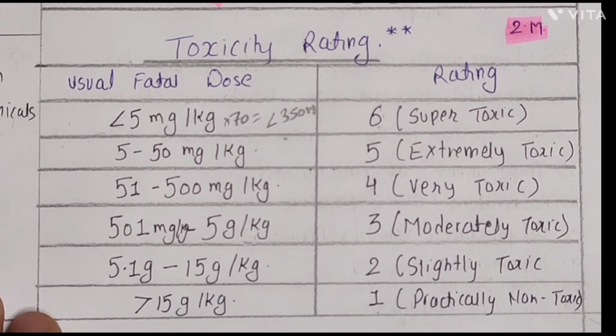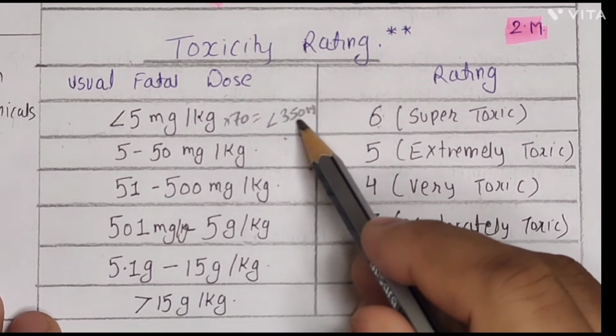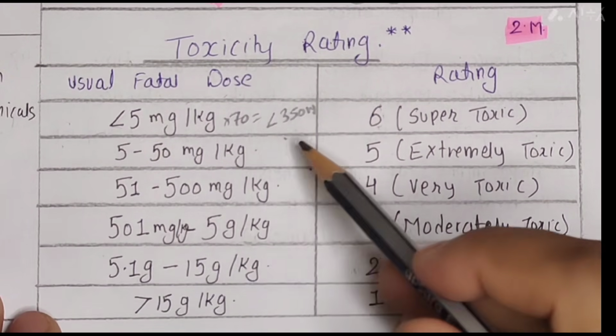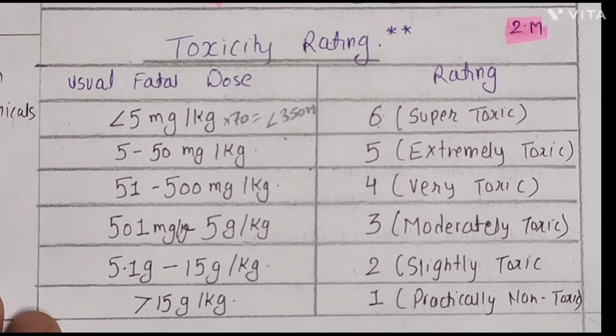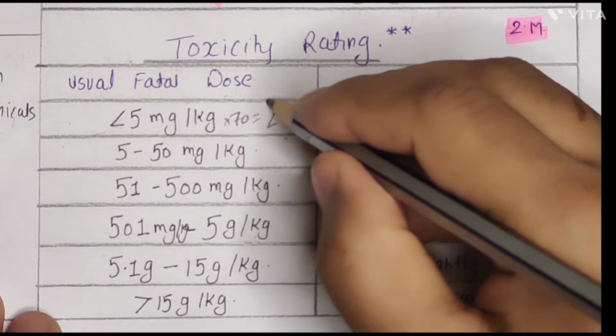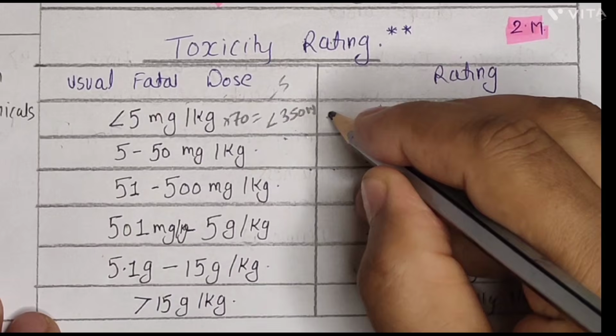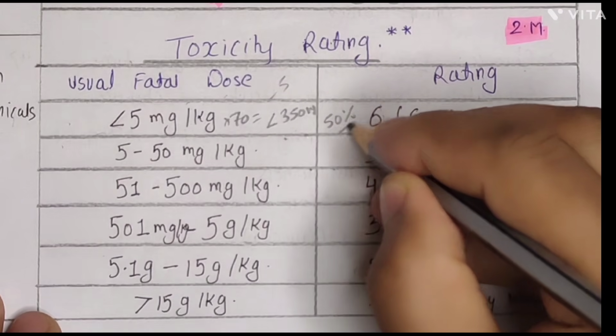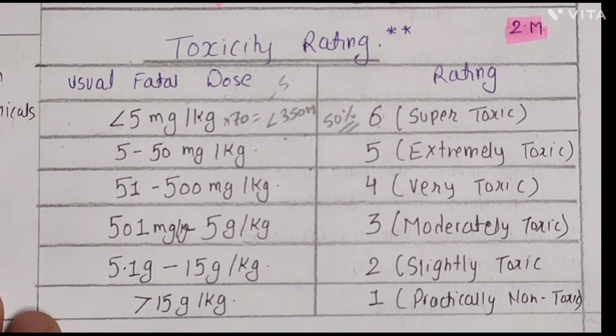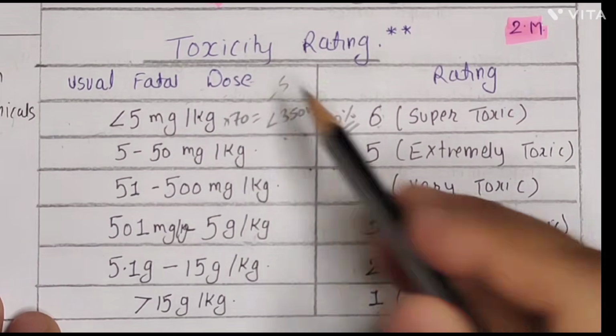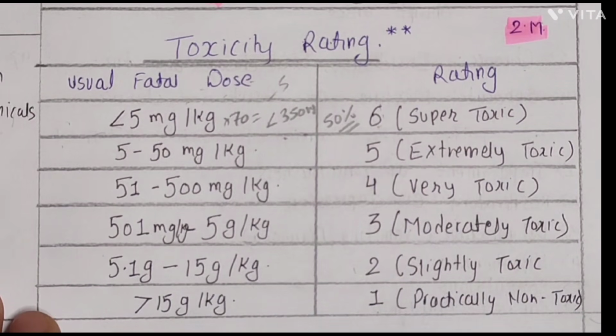And usual fatal dose means it does not mean that all persons will die. Let's understand from another angle. If I have given 350 mg of any poison compound to 10 people, out of those 10 people at least 5 will die. Means 50% of the population. Out of 10, 5 are getting the fatal effect. Then we will call it a usual fatal dose. These are very super toxic compounds.